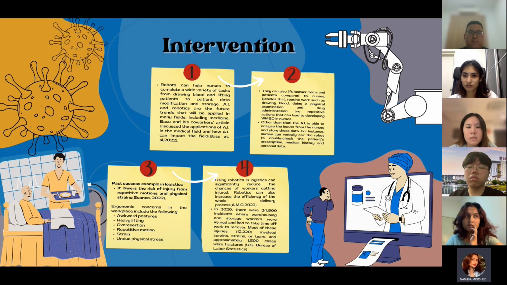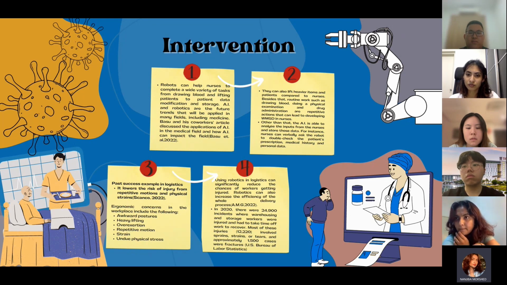Next, past success examples of intervention in logistics: it lowers the risk of injury from repetitive motions and physical strains, and ergonomic concerns in the workplace. For example, awkward postures, heavy lifting, overexertion, repetitive motion, strains, and undue physical stress. So, using robotics in logistics can significantly reduce the chances of workers getting injured. Robotics can also increase the efficiency of the whole delivery process.